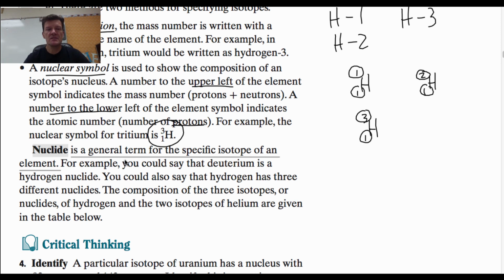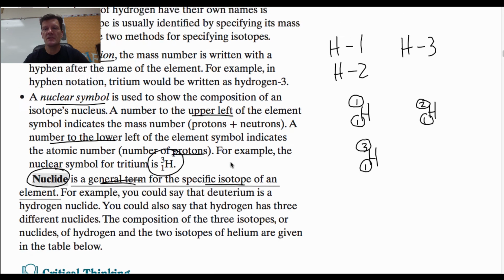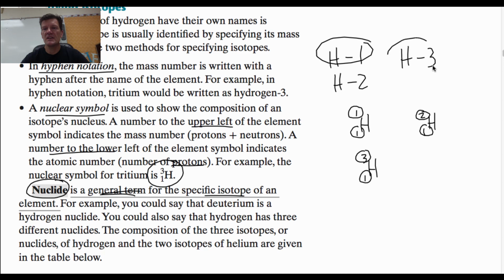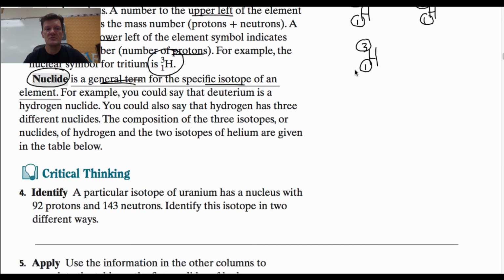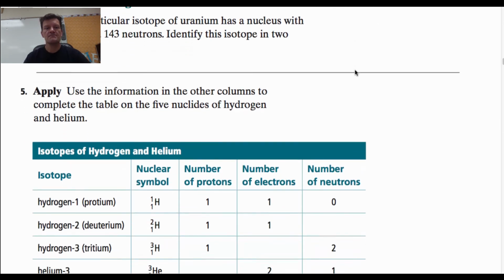And when we talk about a nuclide, the nuclide is basically a general term for the specific isotope of an element. So we're talking about different nuclides here. All right, it's not crucial. We usually refer to them as isotopes. You won't hear me say nuclide very much.